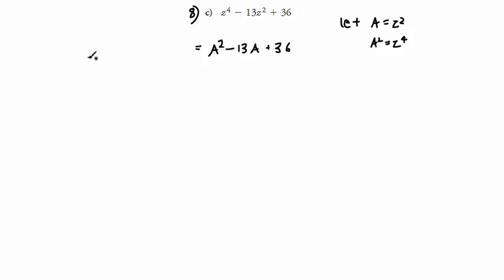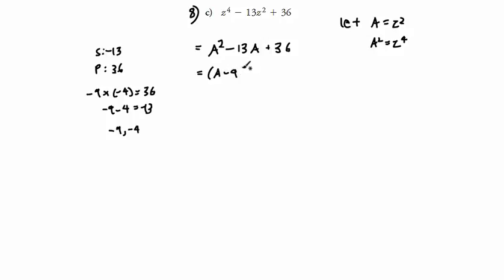So we need two numbers whose sum is equal to minus 13 and whose product, p, is equal to 36. Well, we know that minus 9 times minus 4 is equal to 36, and the sum is minus 13. So the two numbers are therefore minus 9 and minus 4. So when we factor this, we get a minus 9 and a minus 4. Comes from this right here.